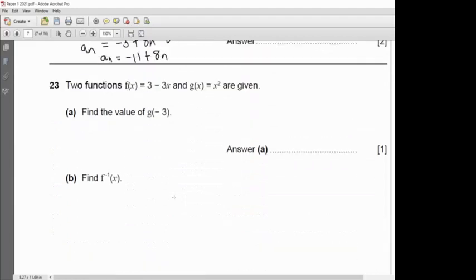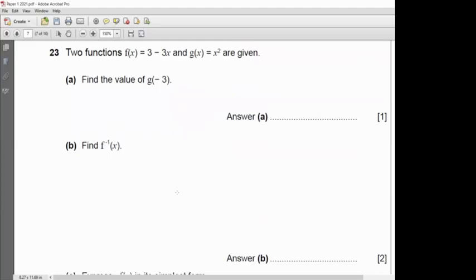Number 23. We're given 2 functions. F of x is equal to 3 minus 3x, and g of x is equal to x squared. A says find the value of g of negative 3. That just means in the function g, wherever you have x, replace the x with negative 3 and solve. So g of negative 3, this x I will replace with negative 3. So I have negative 3 squared, which is negative 3 times negative 3, and the answer is positive 9.